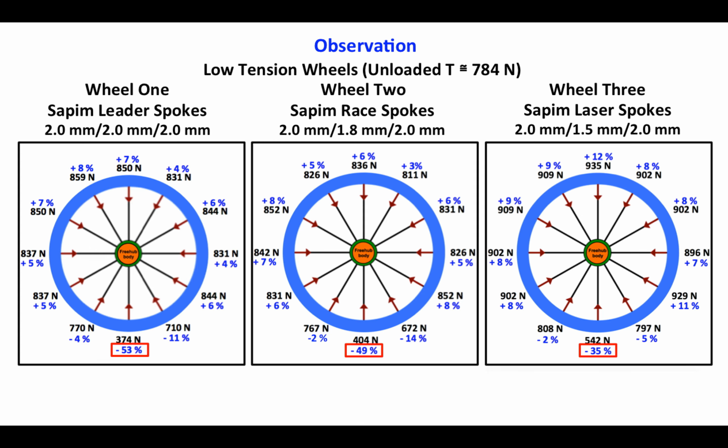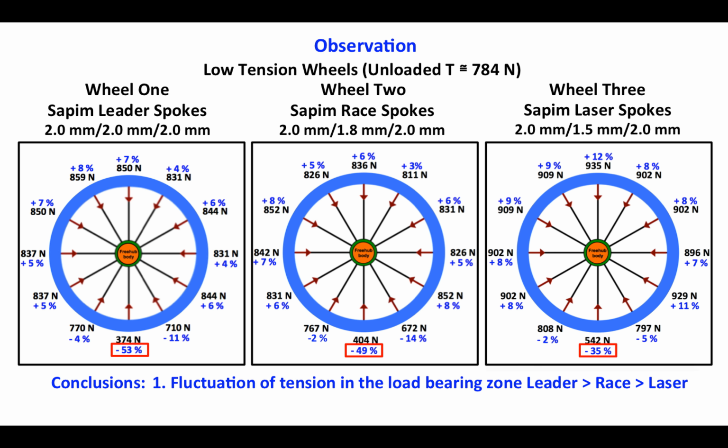So once again, I think we can draw from this a couple of conclusions. One is that the fluctuation of tension in the load-bearing zone for the leader spoke is greater than the race, which is greater than the laser. And number two, the fluctuation of the tension in a butted spoke is less than the fluctuation of the tension in a straight gauge spoke.